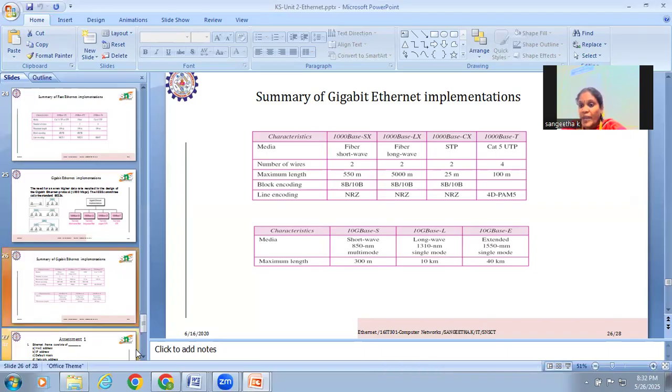That's all about the various generations of Ethernet. Next, we will discuss wireless LAN in the next class.